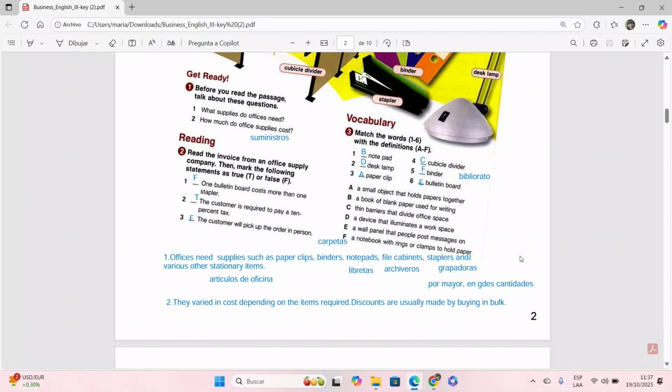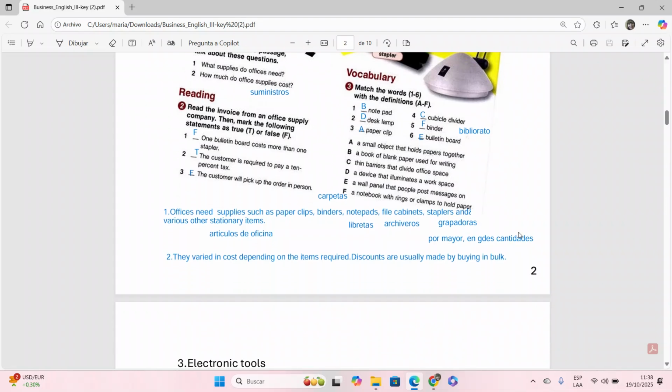2. Reading. 1. False. One bulletin board costs more than one staple. 2. True. The customer is required to pay a 10% tax. 3. False. The customer will pick up the order in person. Number 3. Vocabulary. 1. B.